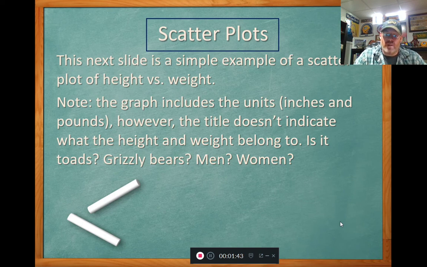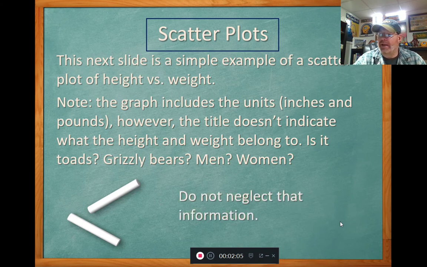We don't know. So you want to keep in mind, and I always say this, a graph or a chart is an attempt to convey the maximum amount of information in the minimum amount of time for whoever's looking at it. So you need to include everything in that so that they don't have to look elsewhere to find out what the data is about. Do not neglect all that information.